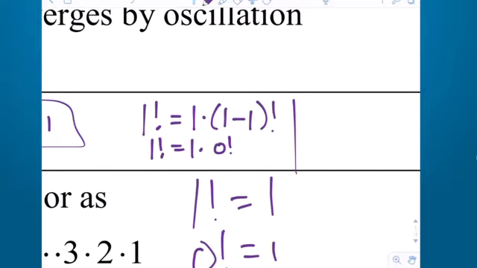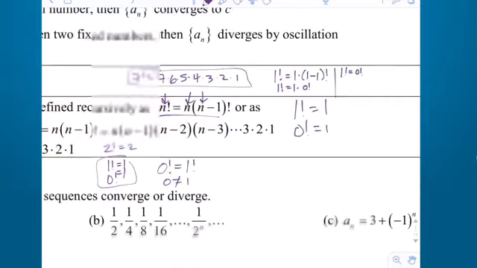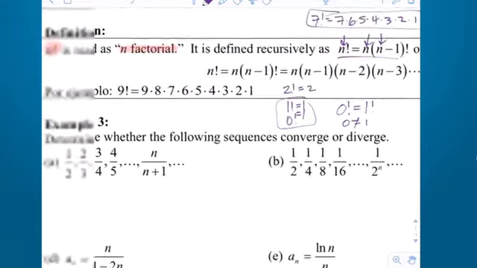Itself. So 1 factorial equals 0 factorial. And there it is. There's the mathematical proof. Pretty sweet. So we'll be using factorials a lot.